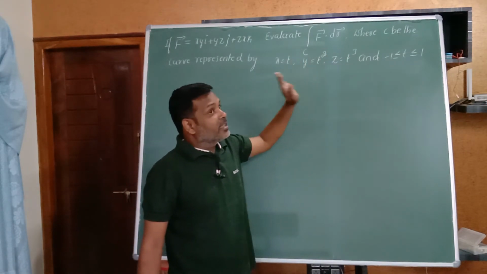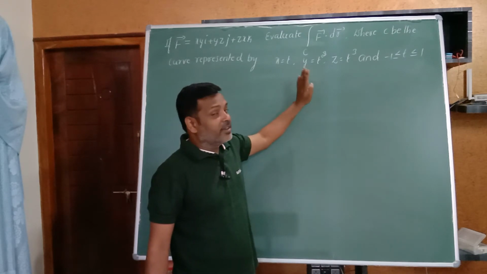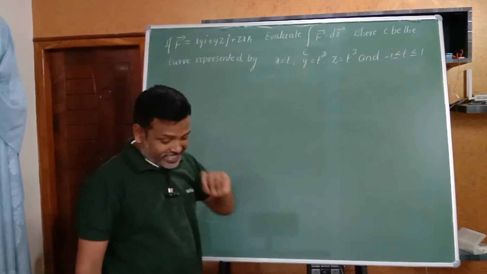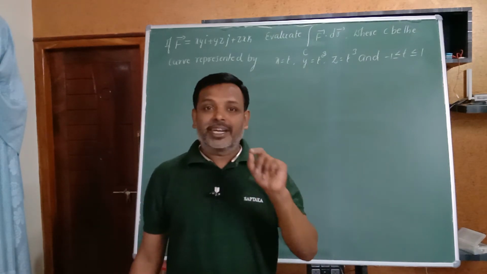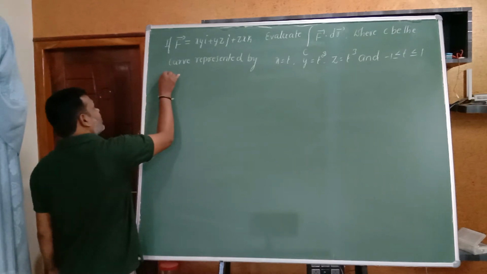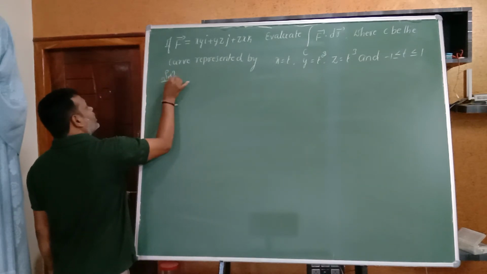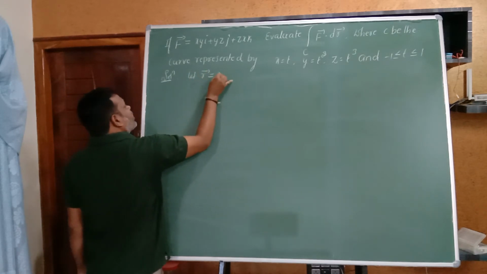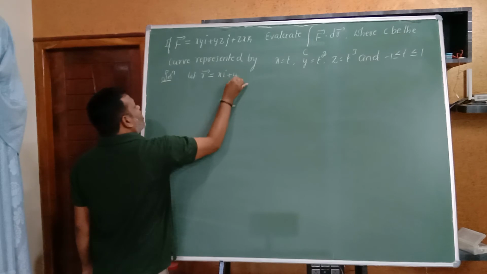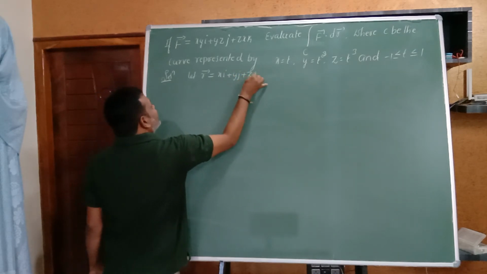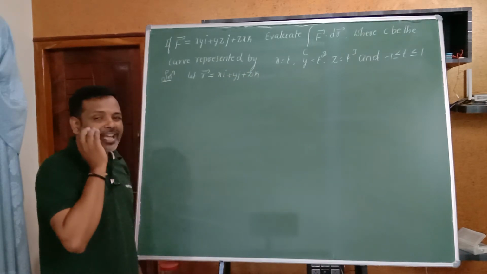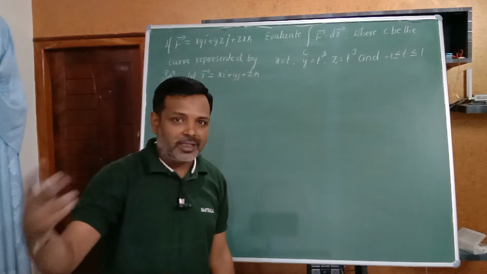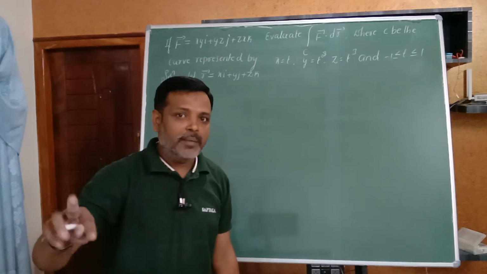I already said that the variables x, y, z are given in terms of t only, because t is a parameter. Now understand the steps involved here. First, write down the vector function, the vector equation. Let r vector be equal to xi plus yj plus zk, since it is 3-dimensional. If it were 2-dimensional, we could write xi plus yj only.